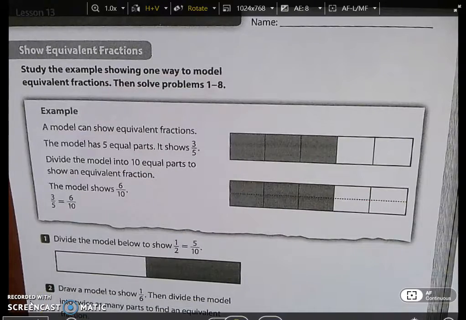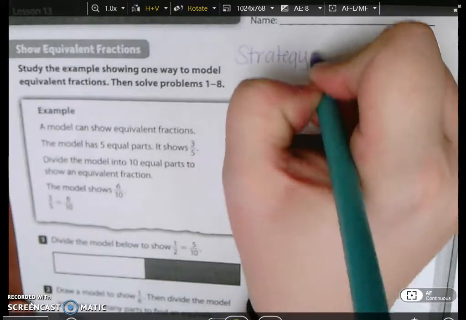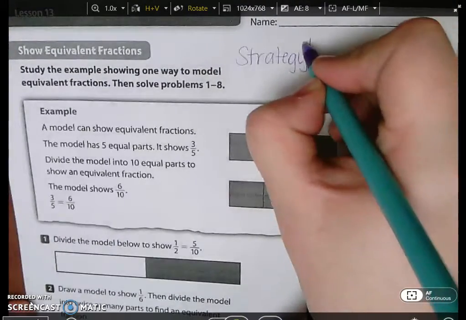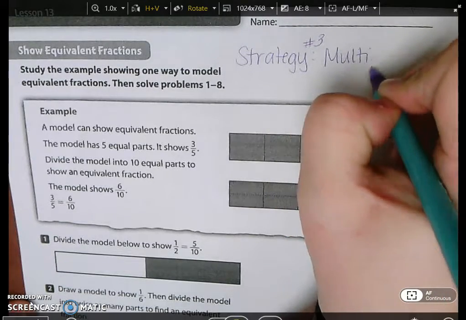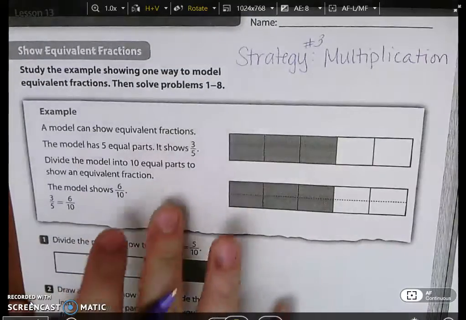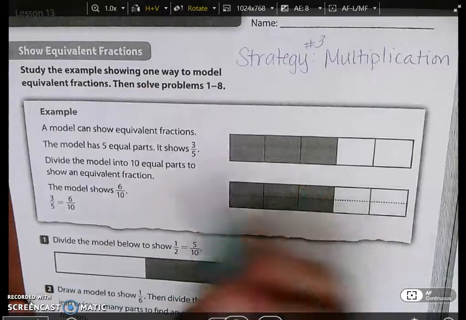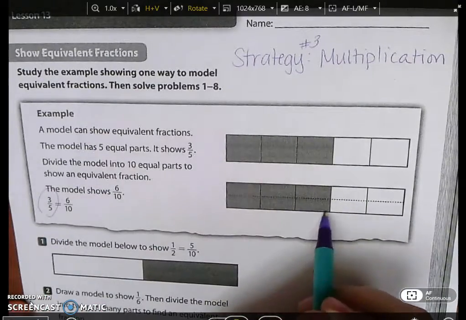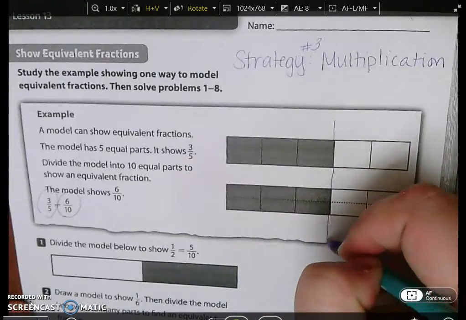Alright guys, finally in this video we're going to talk about the third strategy to find equivalent fractions, and that is strategy number 3, and that is to use multiplication. Okay, so the first couple we're going to see some visual models. So up here we see that 3/5 is equal to 6/10. We can see that because they're on the exact same spot in that visual model.